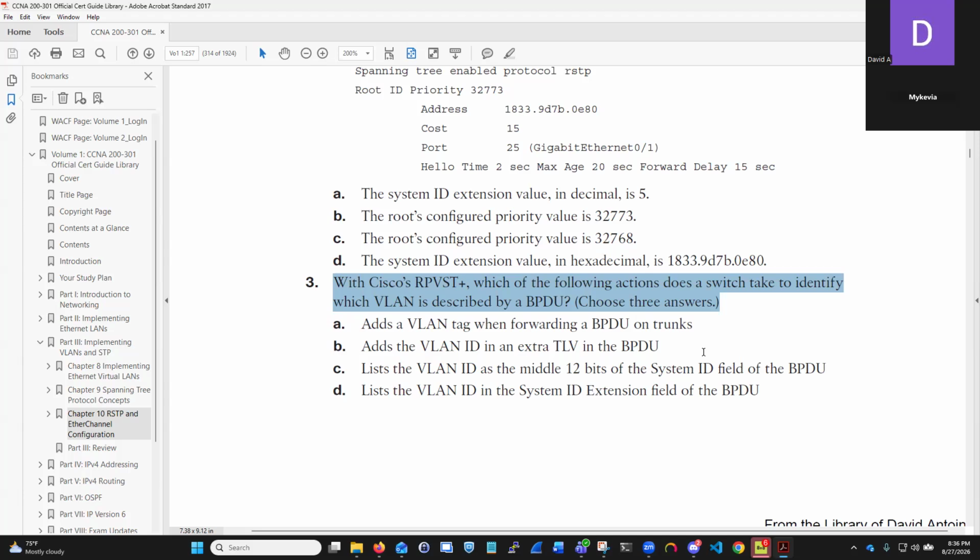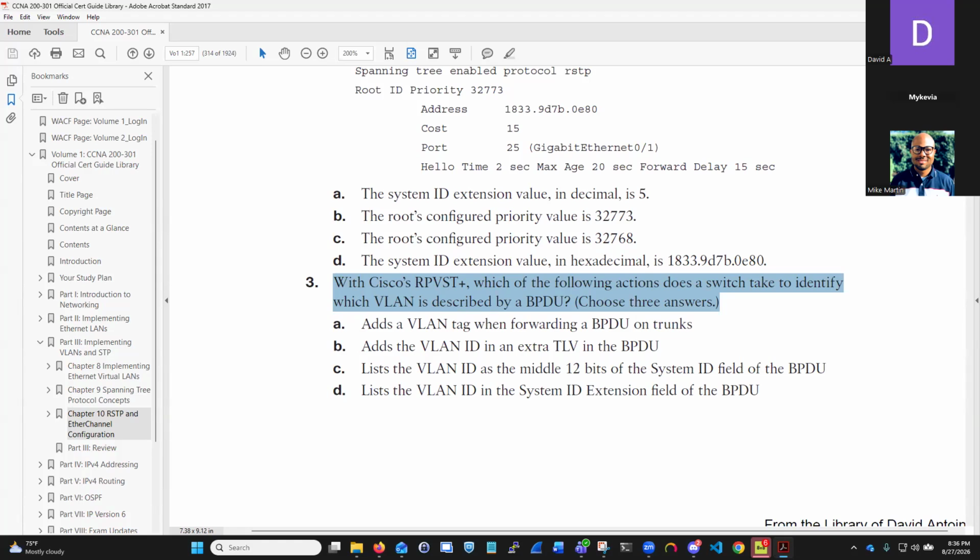Okay. So you said A, C, and D. That is incorrect. All good. Let's break this down. A adds a VLAN tag when forwarding a BPDU on trunks. That is correct. You said C and D. So let's look at C. C lists the VLAN ID as the middle 12 bits of the system ID of the bridge protocol data unit. That doesn't sound right, but let's break it down.